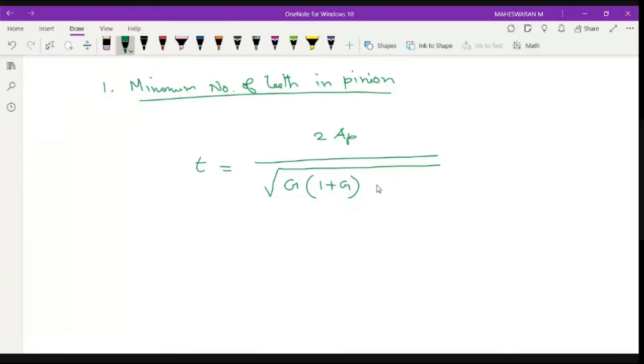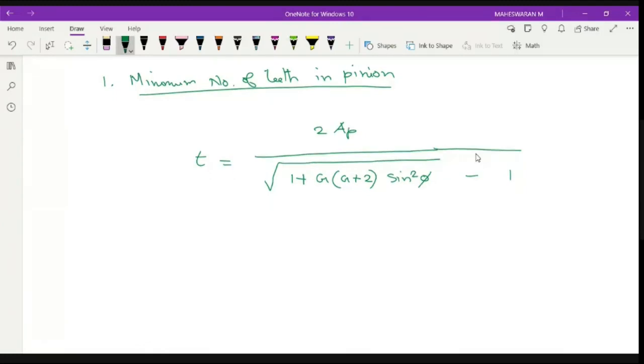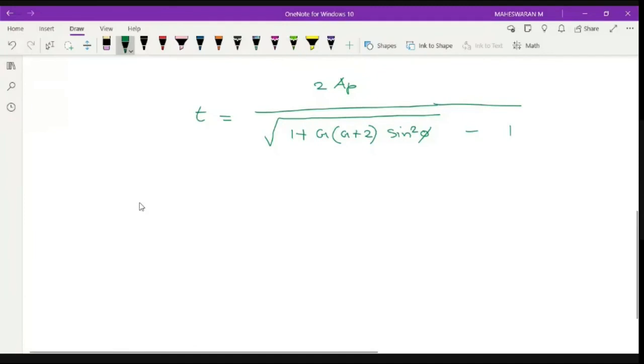Sir, that is completely wrong, sir. What will come? 1 plus G into G plus 2. Everything is by 1 to by. Okay, G into G plus 2, G plus 2 sin square phi. So sin square phi minus 1. This is separate, so it is not in the square root. Okay. So small t is it?